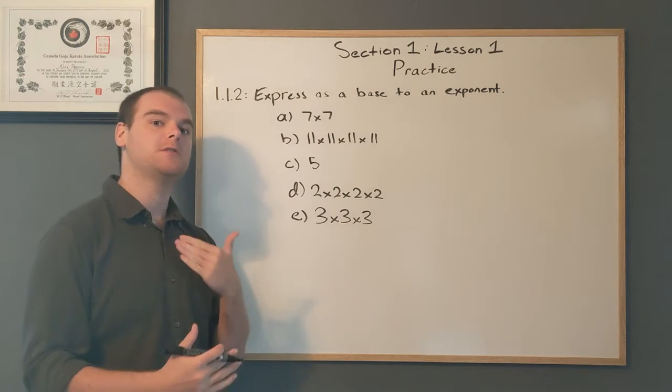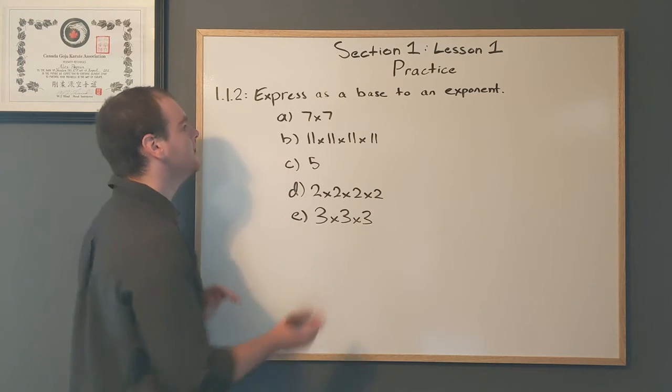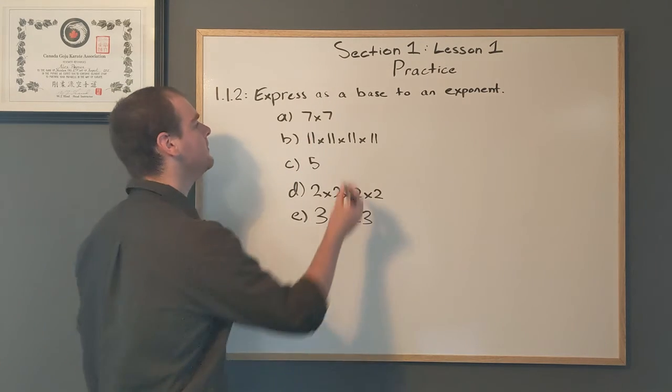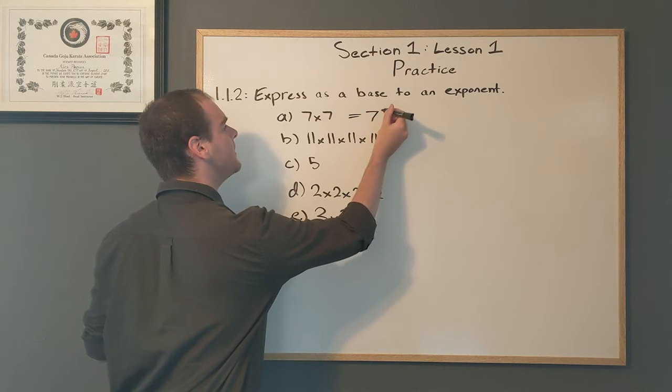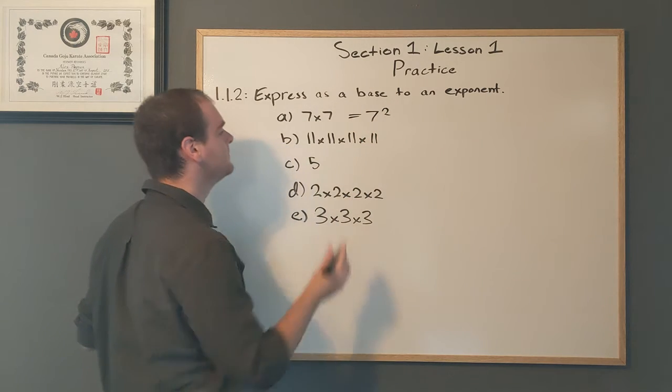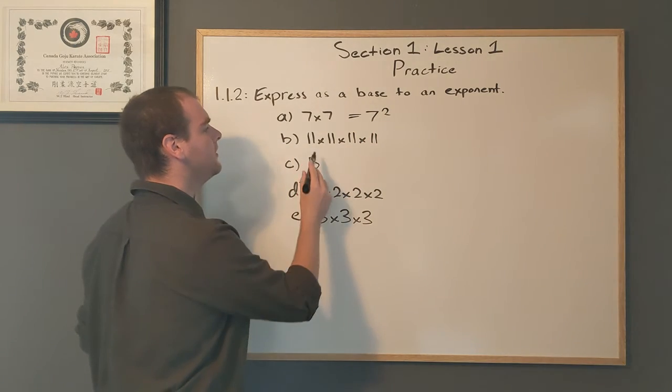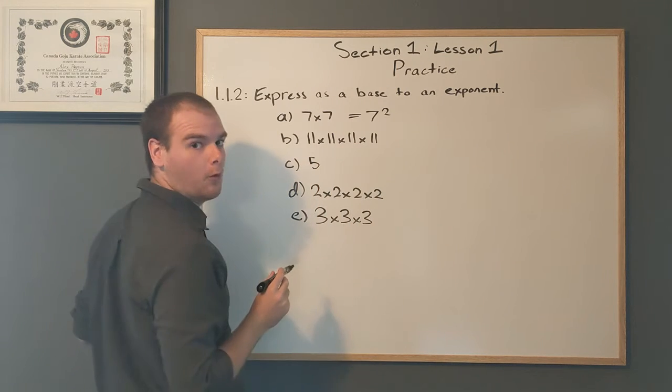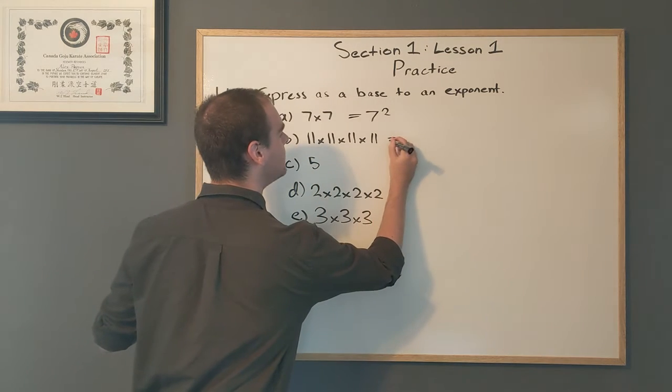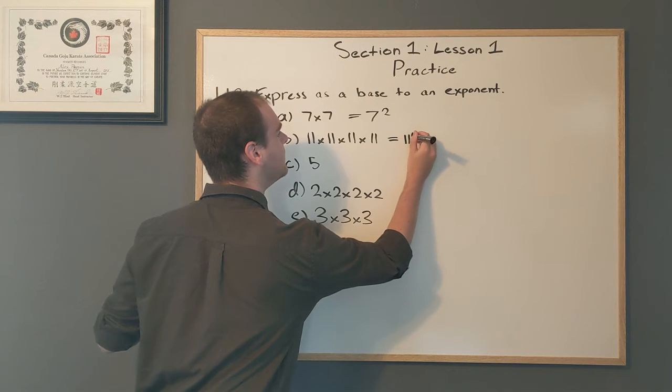In this next question, I'm asking you to express the following expressions as a base to an exponent. So basically doing the reverse of what we just did. The first one, we have 2 7s. So that's 7 squared. Part B, we have 4 11s. So that is 11 to the 4th.